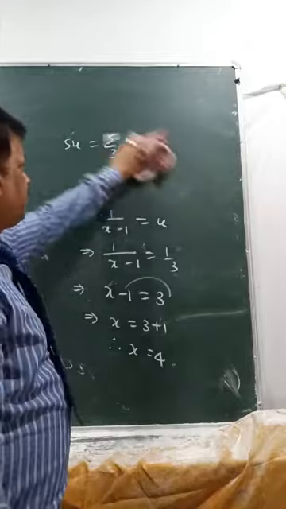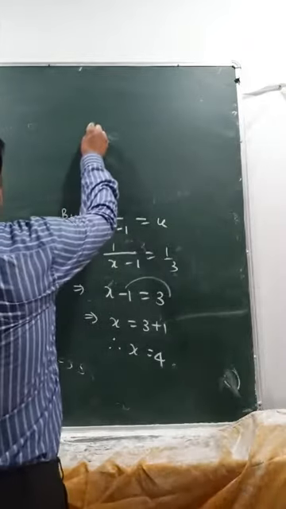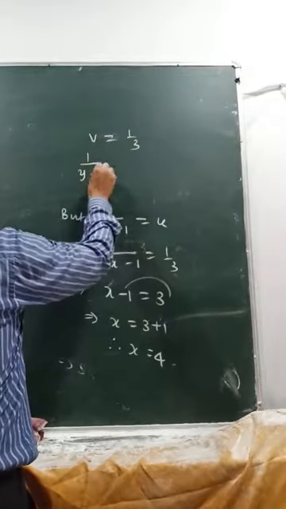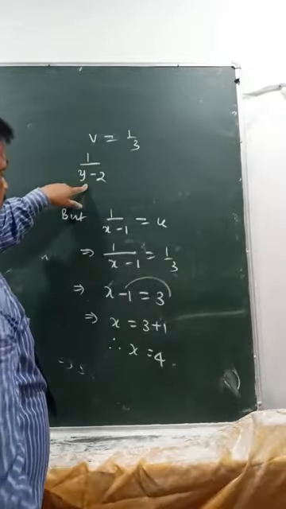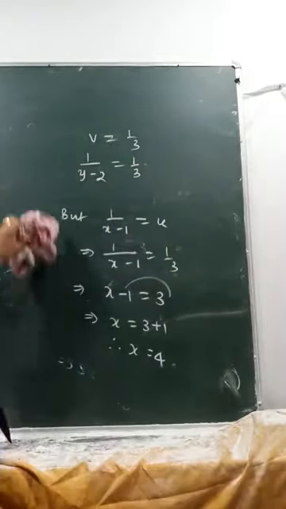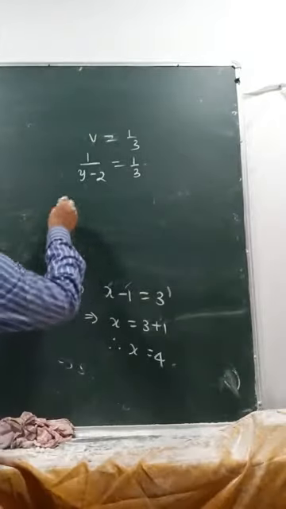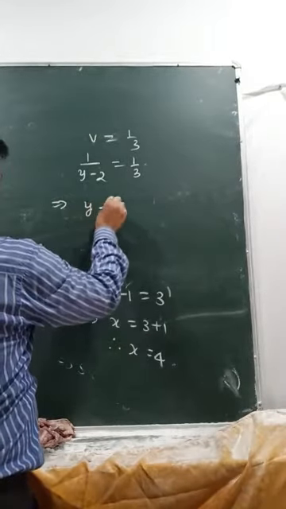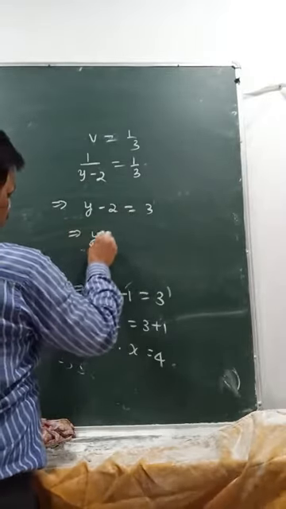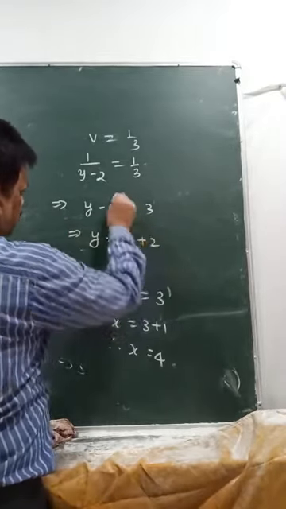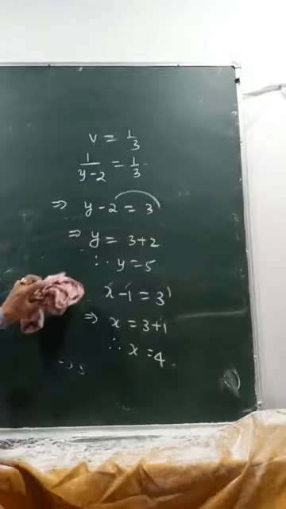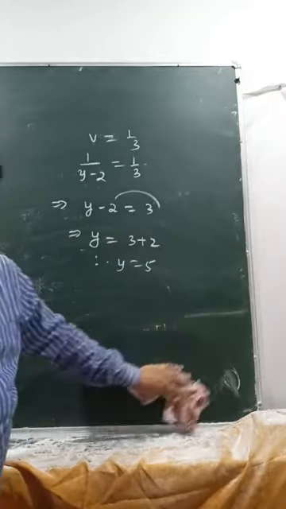Then find out v. v equals 1 by 3. What is v? Now 1 by y minus 2. v is 1 by y minus 2 equals 1 upon 3. Again reciprocal. y minus 2 equals 3. This implies y equals 3 plus 2. This will go here. Therefore y equals 5. Okay, this is one pattern of question. See another one.